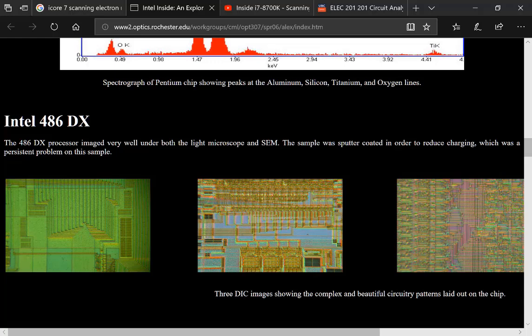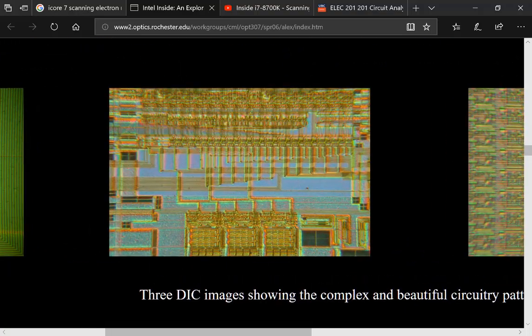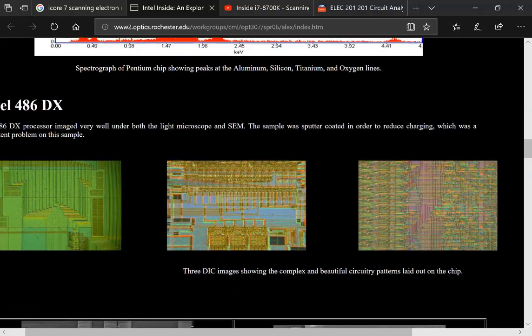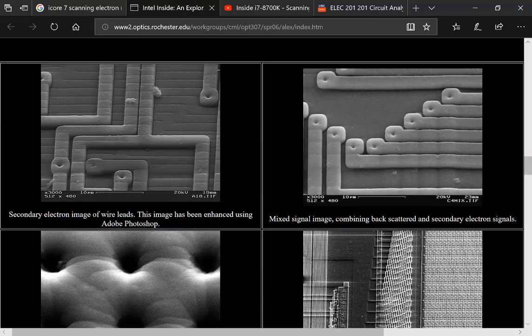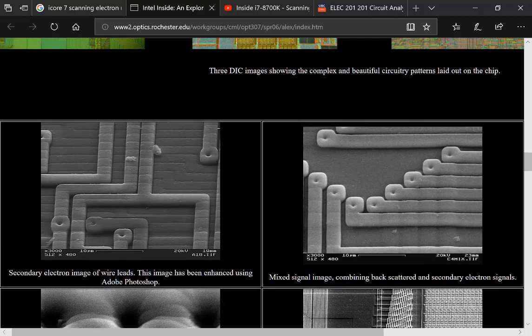You guys are too young to have had that computer, but I had that, and it was not my first computer either. So anyway, it looks nice and shiny and colorful. And if you scroll down on this page, this is, I think, from the University of Rochester, you will see some images, some SEM images. SEM stands for Scanning Electron Microscope.